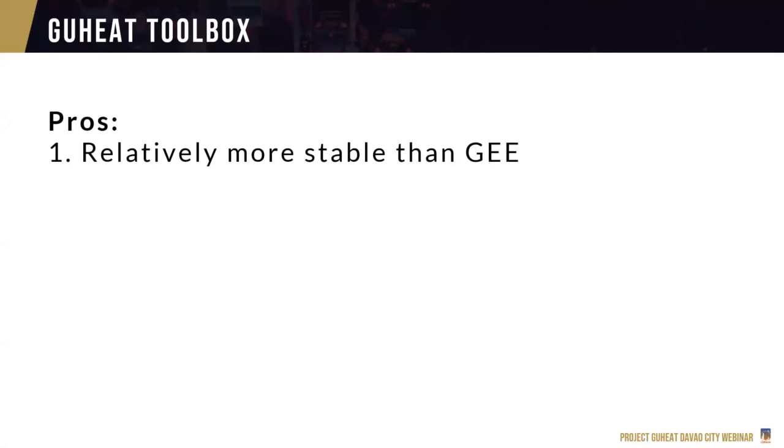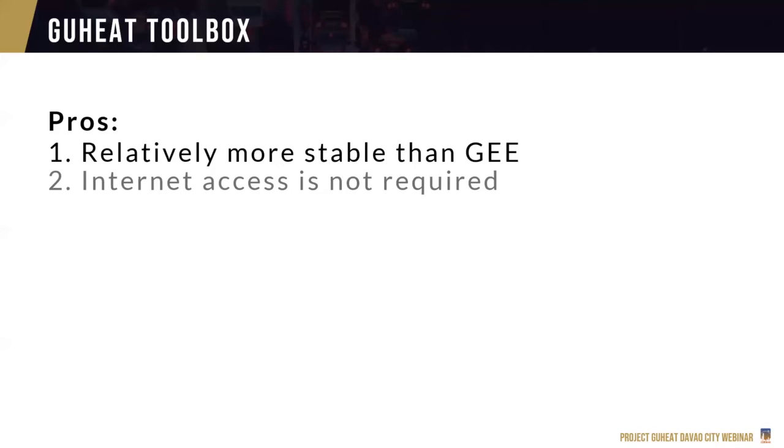So pros, it is relatively more stable than Google Earth Engine, as updates usually don't change much, especially if you're using a long-term release version. It also does not require internet access, so you can just download the images when you have internet and then just process them after.